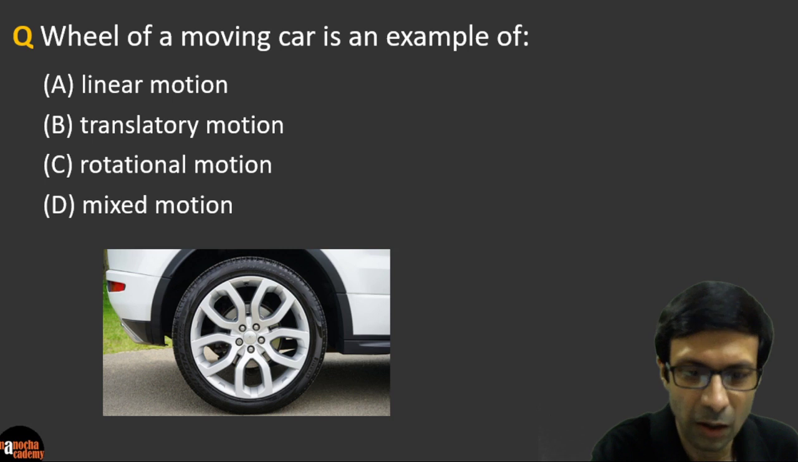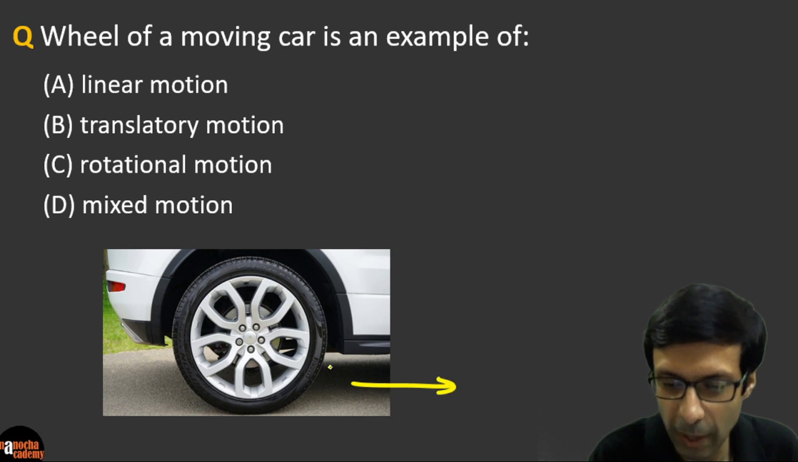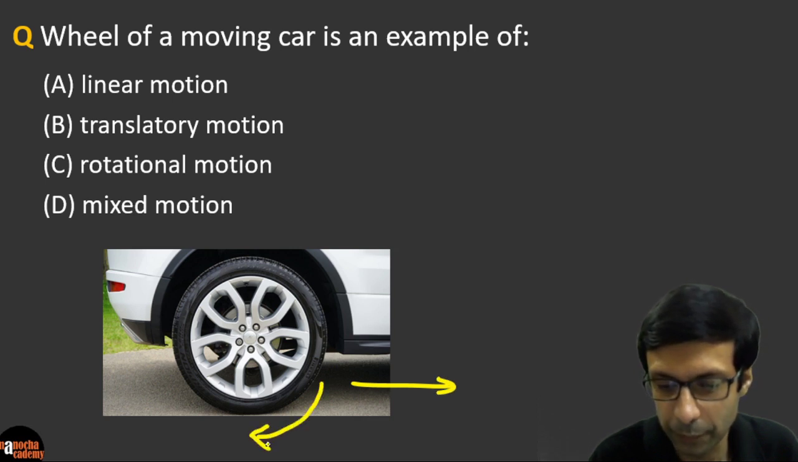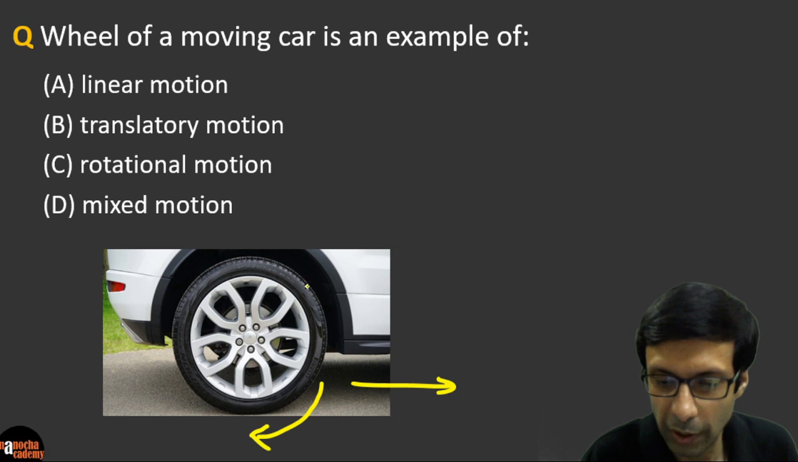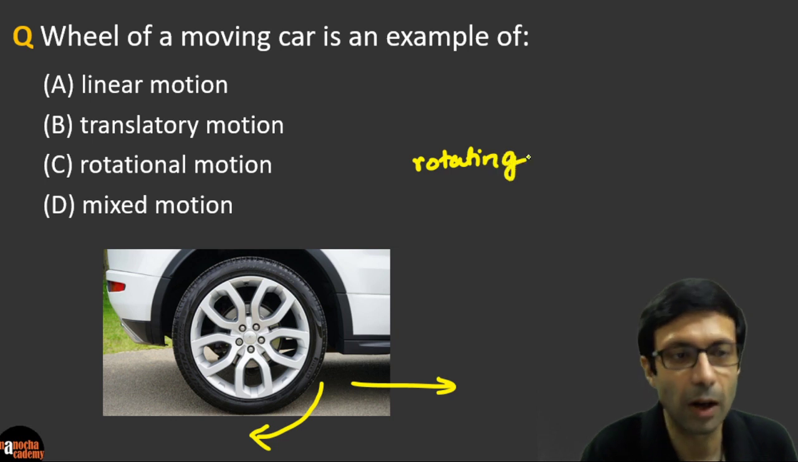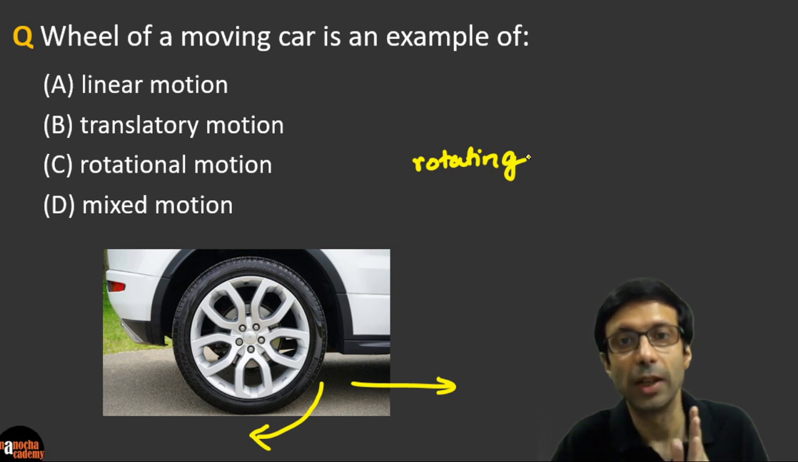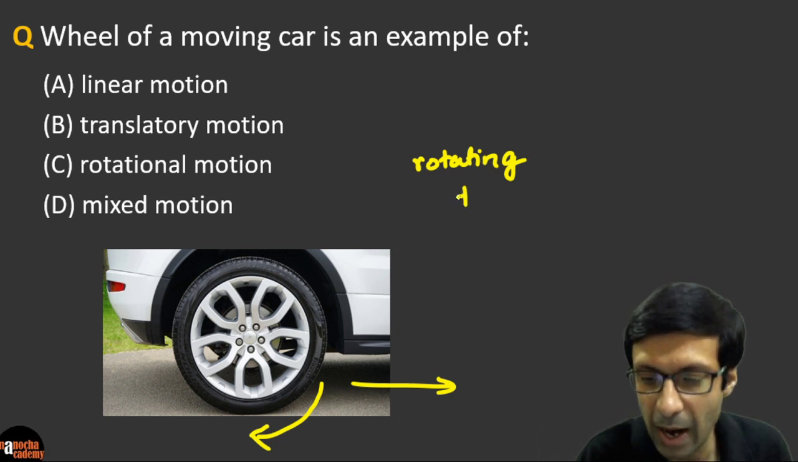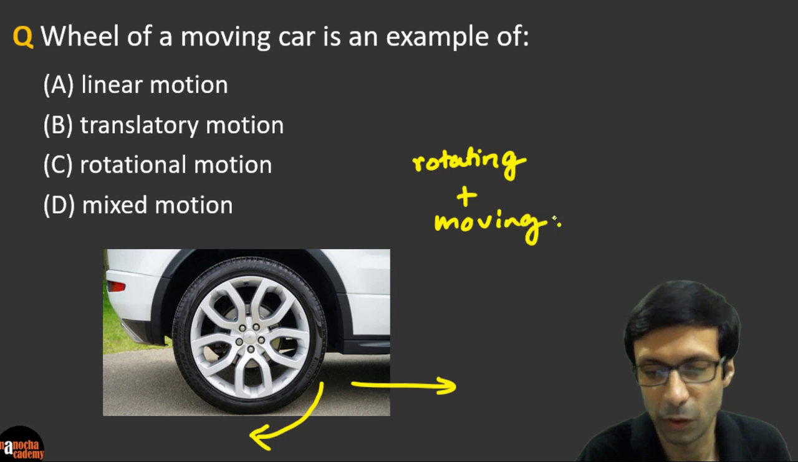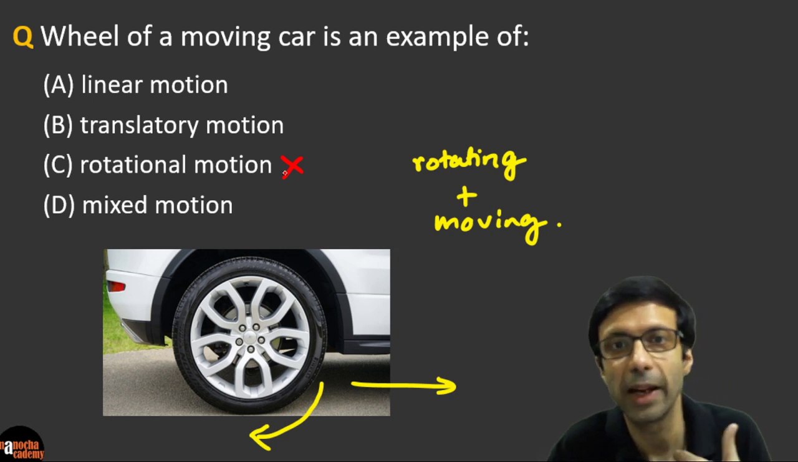When this wheel is rotating, imagine this car is moving this way. You can imagine this wheel is going to be moving. Can we say that when the wheel moves, the wheel is rotating? Definitely, we all know that the wheel of a car rotates. But a car also moves ahead. It can either move in a straight line or in a curved line. So definitely it's rotating and moving. Rotational motion cannot be the only answer because the wheel is also moving ahead.